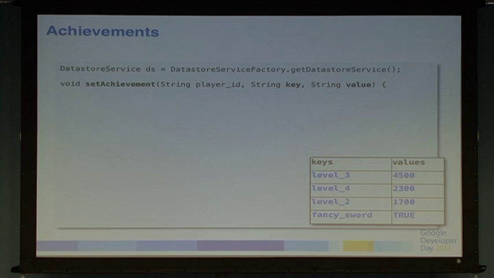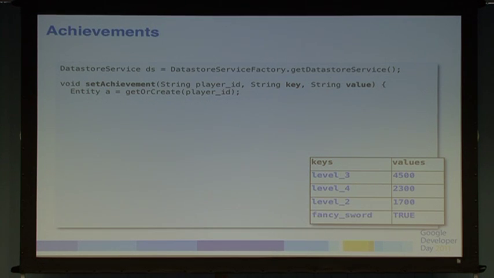And so we're going to pass in 3 pieces of information. We're going to pass in the player ID, that's who had this achievement, and then some key value that the game knows, and then the actual value, which can be a high score or something else. And what we're going to end up with is this table down the bottom right. That's what we're storing in the data store.